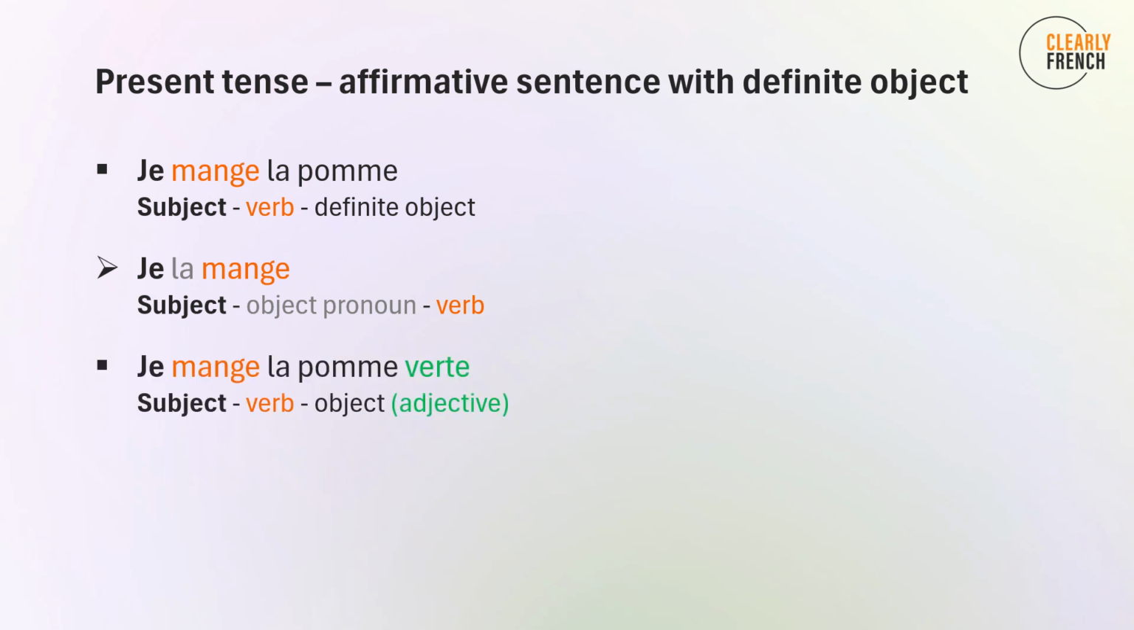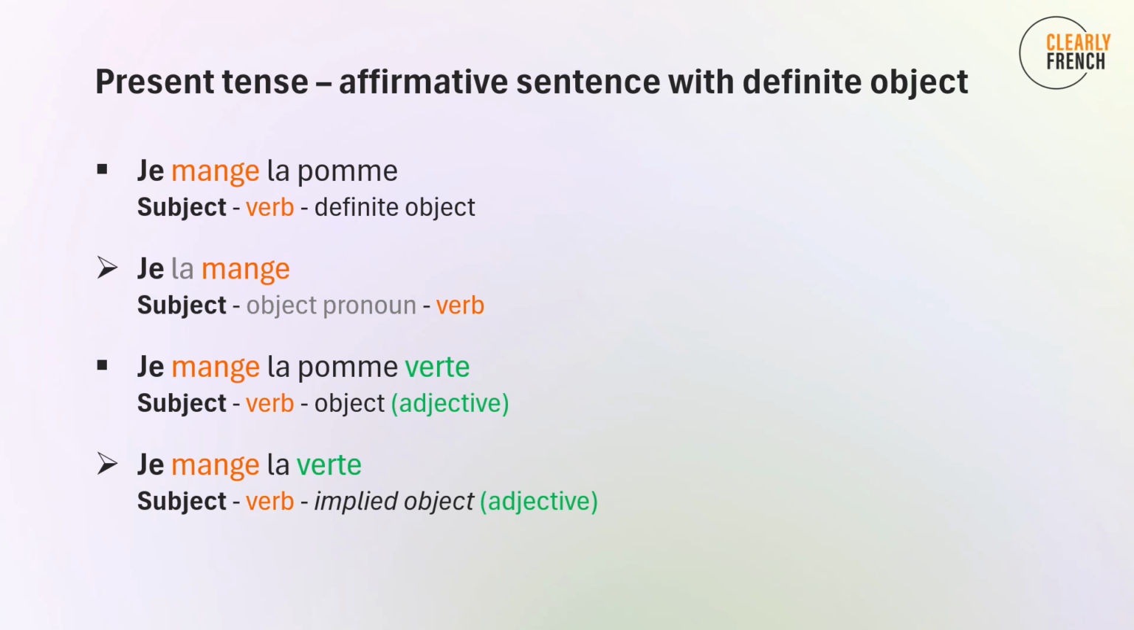Je mange la pomme verte. So here we've added an adjective to that, which goes on the end. Je mange la verte. I eat the green one. Again, you see that pomme is an implied object. It's not really there, but it is still here in the meaning of the sentence.